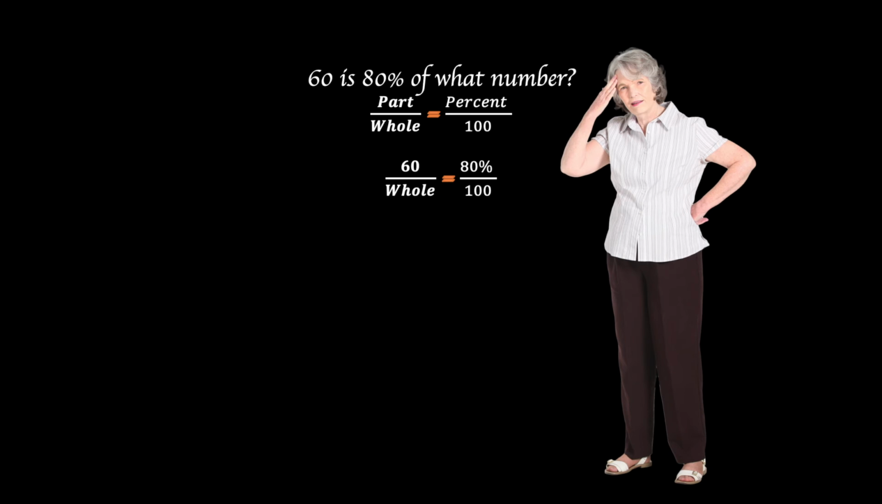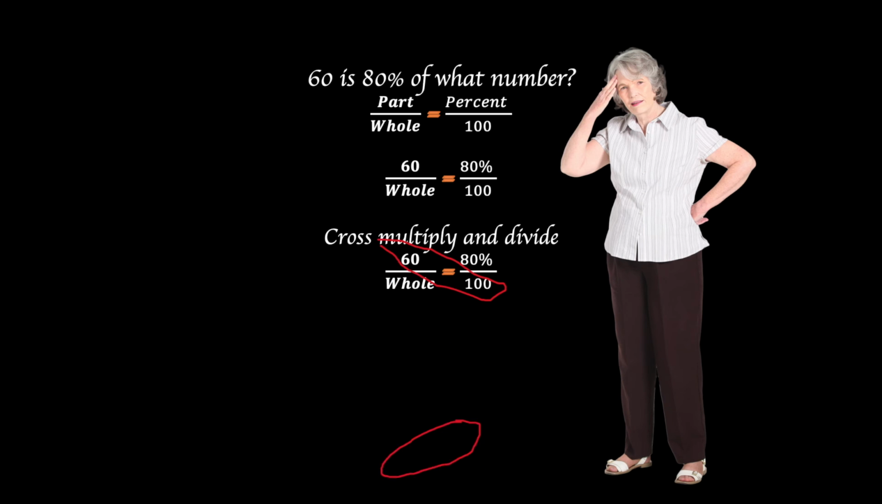So 60, the part, divided by the whole number, which is missing, equal 80% over 100. Now we're going to cross multiply and divide. 60 over the whole number, which is missing, equal 80% over 100. Now next is to cross multiply. 60 times 100, the whole number times 80. So 80% times the whole number equals 60 times 100.